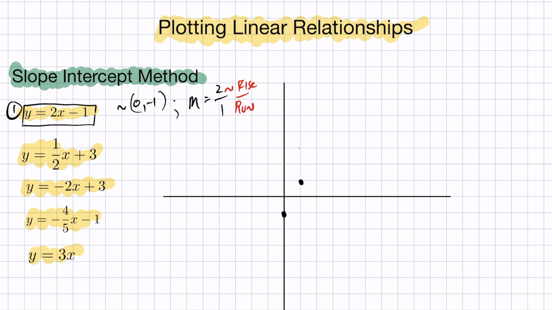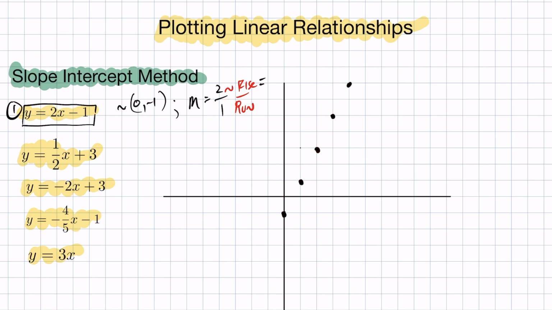I'm going to go up 2 units, over 1 unit, plot a point, and continue in that fashion, up 2, over 1, up 2, over 1, up 2, over 1. And the idea here is 2 being positive goes upwards, 1 being a positive number goes to the right. And you can hit all the points on your line going in this direction.